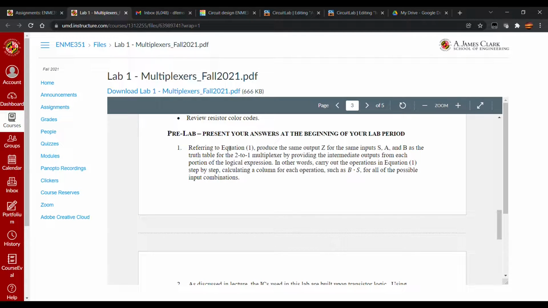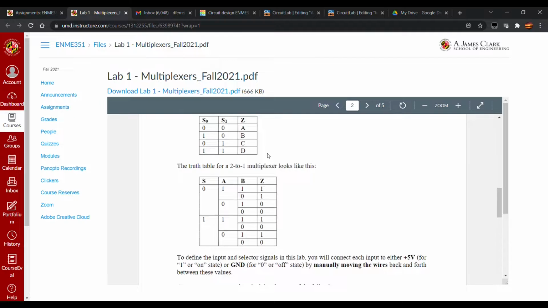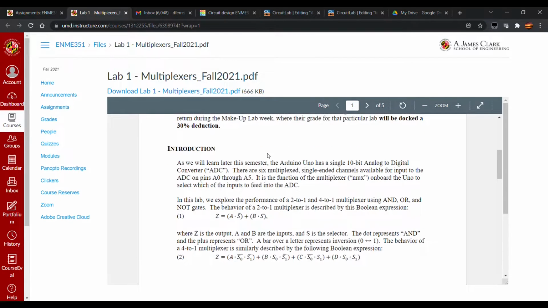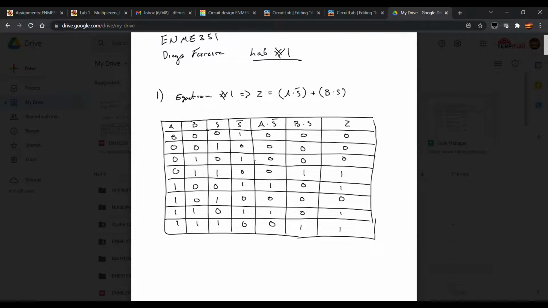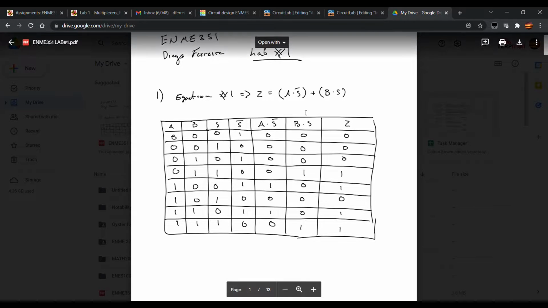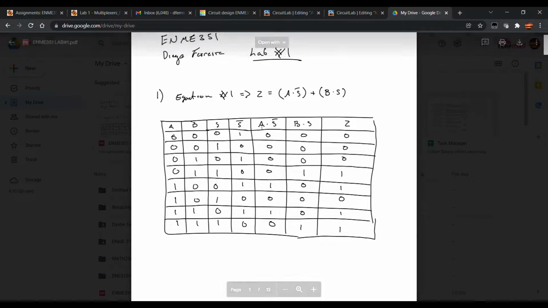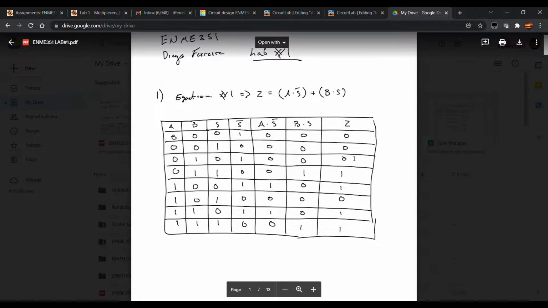For the first part, we have to look at equation 1 and give a table of outputs showing all the intermediate steps for equation 1, which was this equation right here. And then here is the table of outputs that I got, showing the intermediate steps here, here, and here, where we have the negation of S, A and not S, and B and S, showing the outputs here once you do the OR, putting these two results together.